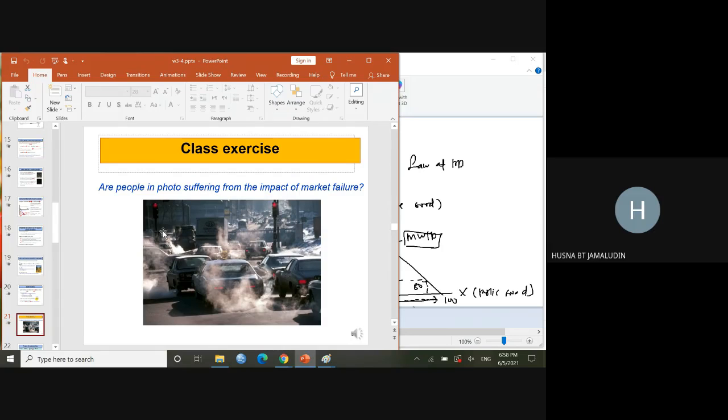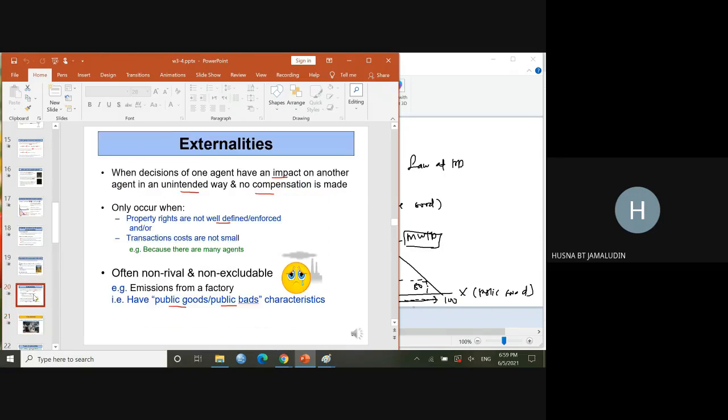So are people who are driving the cars, or we can say, are people in this photo suffering from the impacts of market failure? Yes or no? I think it is yes. Why? Because they have air pollution. Okay, let me explain.